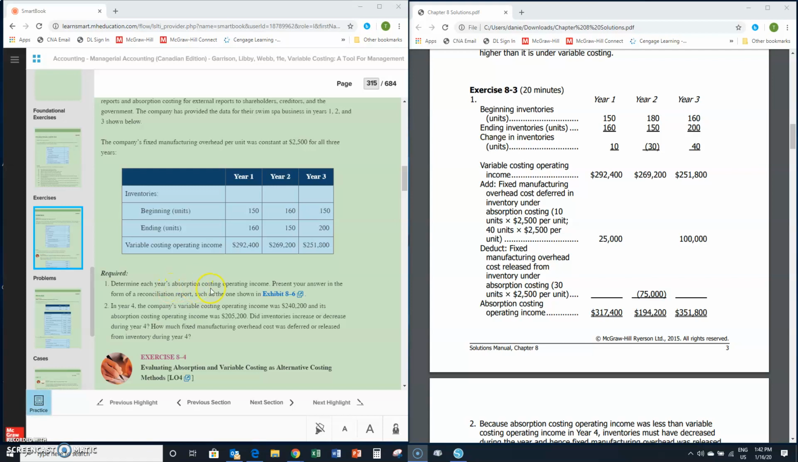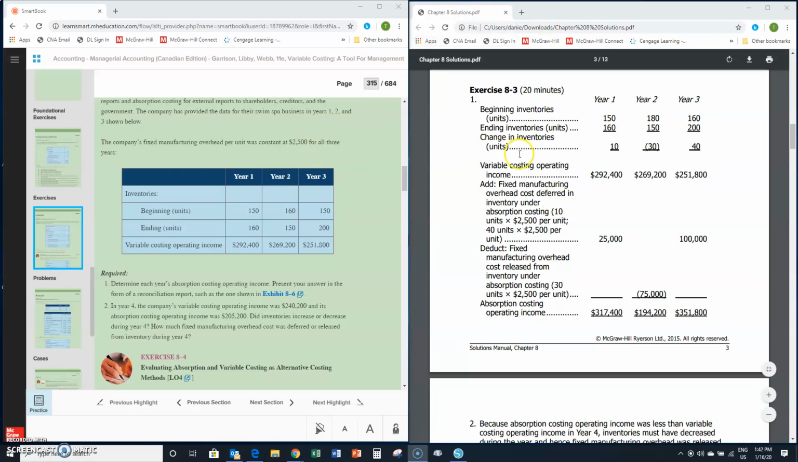Determine each year's absorption costing operating income. Present your answer in the form of the reconciliation report. Whenever you're asked to reconcile from variable to absorption costing, this is the format we want, and it's always going to be the same. The first thing is always variable costing income. That's what goes on top. We're given that.